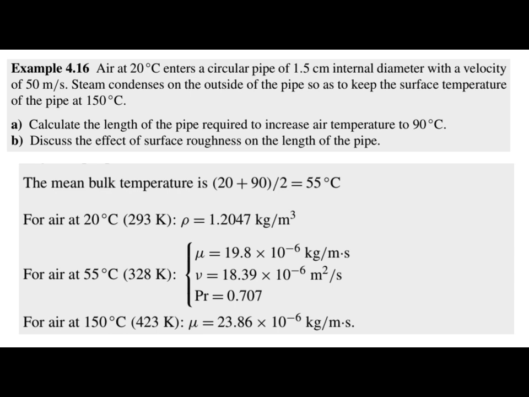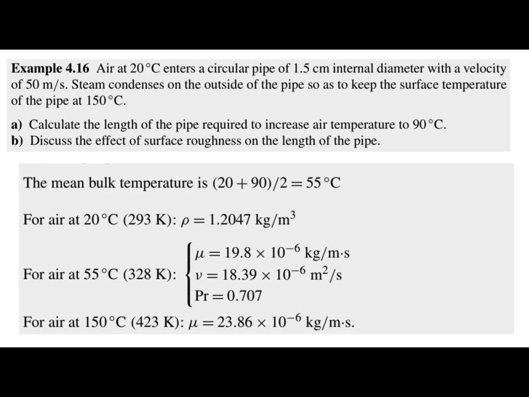The second part is to discuss the effect of surface roughness on the length of the pipe. When we relate the friction factor and the length of the pipe, we need to relate the surface roughness, that is e by D, which we find from the Moody chart. So we need to correlate it with the length of the pipe.